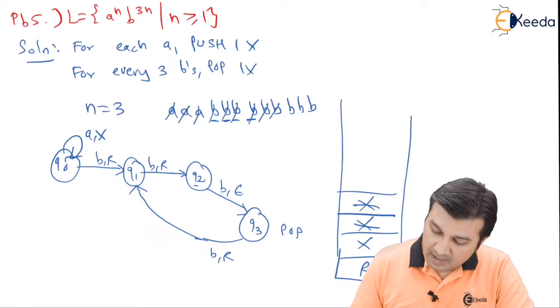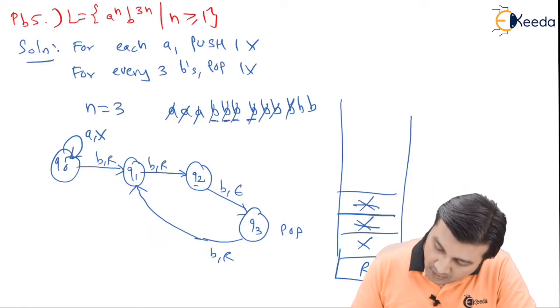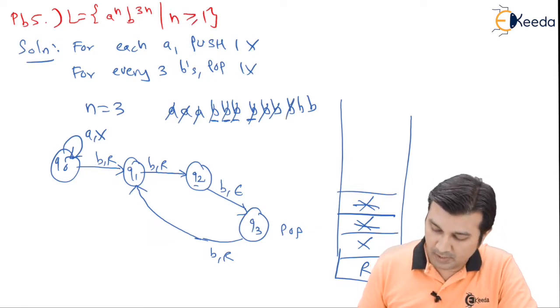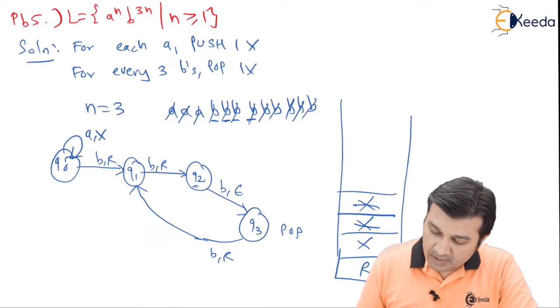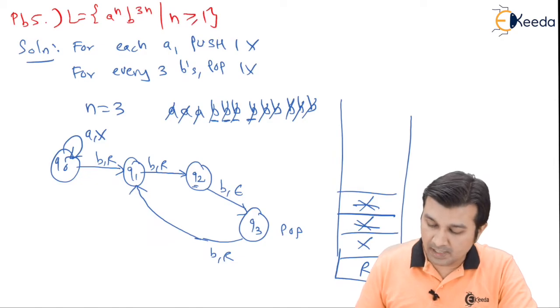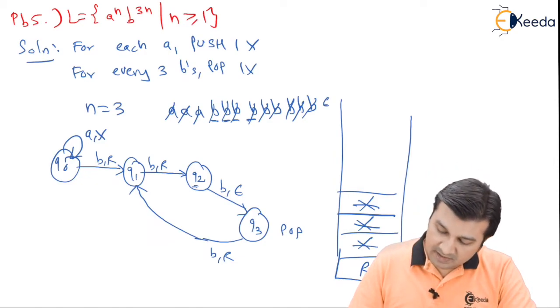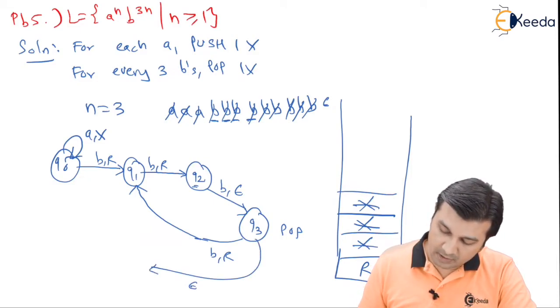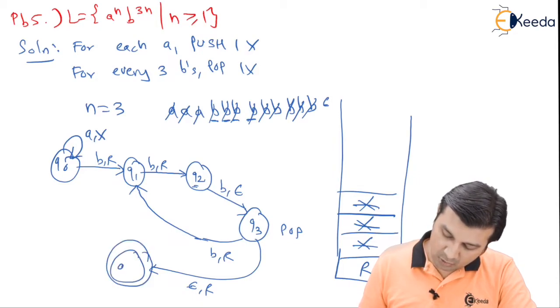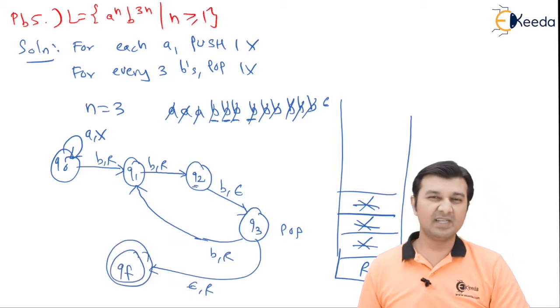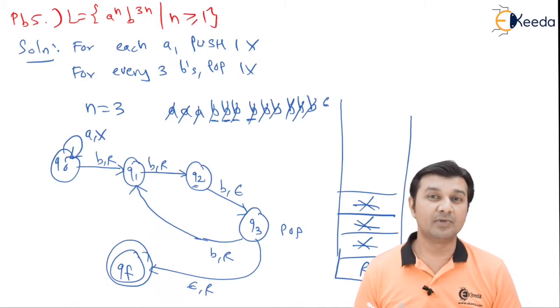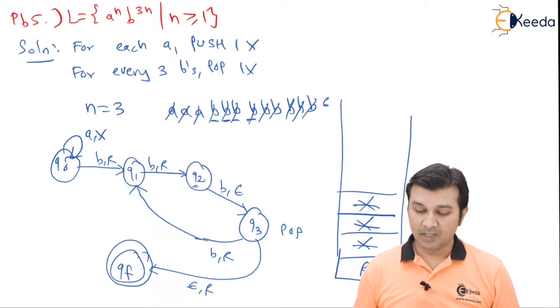Going further ahead, I receive in Q3 a b that takes me to Q1, the second b that takes me to Q2, the third b that takes me to Q3 again, which performs the pop operation. Now after this, it is confirmed that we have to compulsorily receive an epsilon. So if I receive an epsilon and the stack top is R, I say don't do anything, simply go to the final state and conclude the machine is working, right?